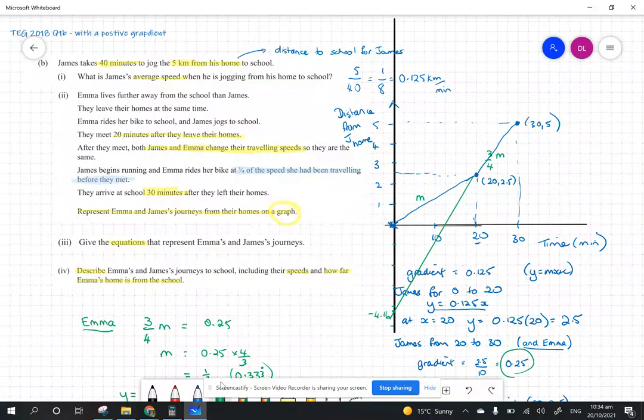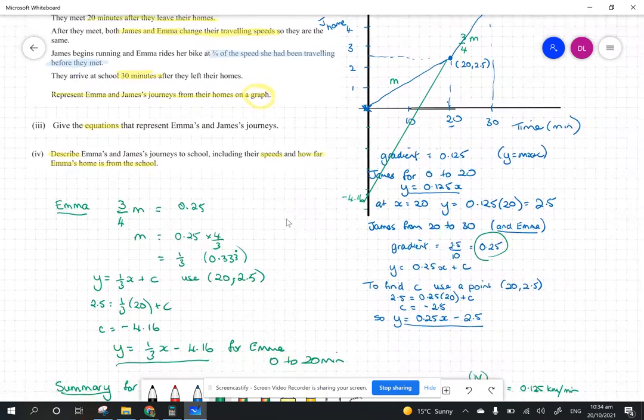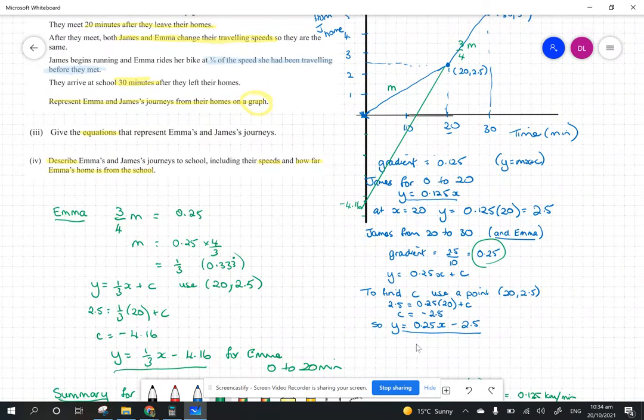We're doing the tables, equations and graphs paper, 2018, question 1b, and we're going to try and finish off this question. We're almost up to part 3, and this should follow on from the last one. Last time we were looking at the equations for Emma, and we worked out that 3/4 of her speed, which was 0.25, meant that her original speed was 1/3. That was the equation we had for Emma, riding from 0 to 20 minutes.